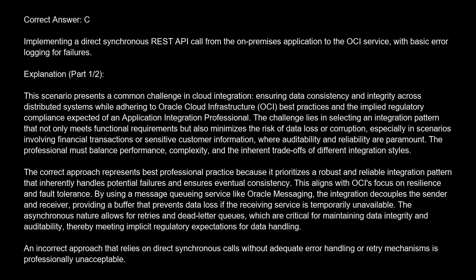The correct answer is C. Implementing a direct synchronous REST API call from the on-premises application to the OCI service, with basic error logging for failures. Explanation. This scenario presents a common challenge in cloud integration, ensuring data consistency and integrity across distributed systems while adhering to Oracle Cloud Infrastructure, OCI, best practices, and the implied regulatory compliance expected of an application integration professional.